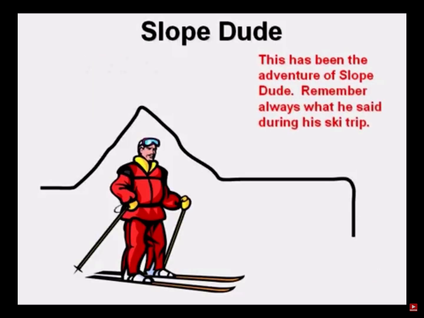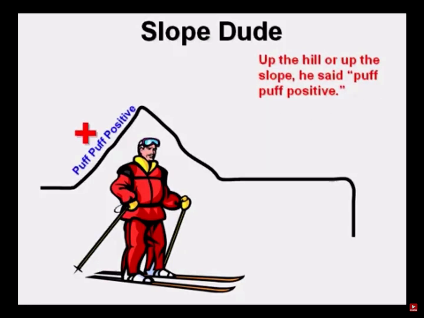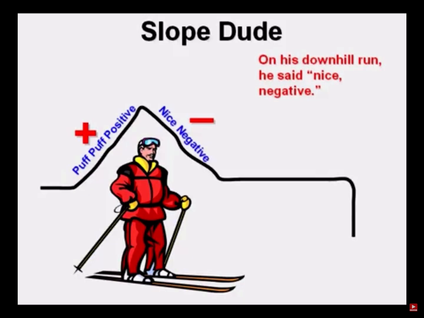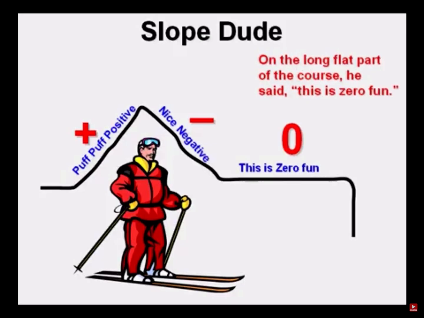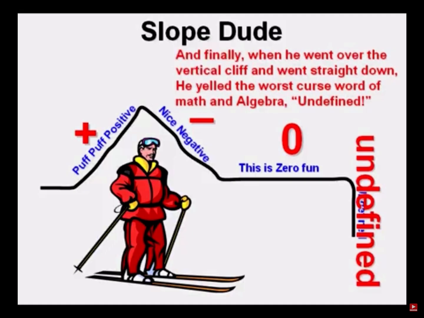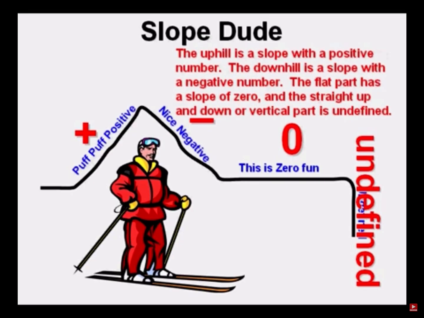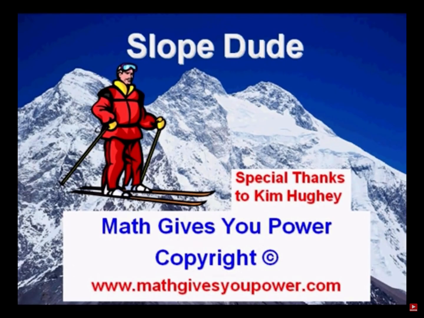This has been the Adventure of Slope Dude. Remember always what he said during his ski trip. Up the hill or up the slope, he said, puff, puff, positive. On his downhill run, he said, nice, negative. On the long, flat part of the course, he said, this is 0 fun. And finally, when he went over the vertical cliff and went straight down, he yelled the worst curse word of math and algebra, undefined. The uphill is a slope with a positive number, the downhill is a slope with a negative number, the flat part is a slope of 0, and the straight up and down or vertical part is undefined. This has been the Adventure of Slope Dude. Thanks for viewing.